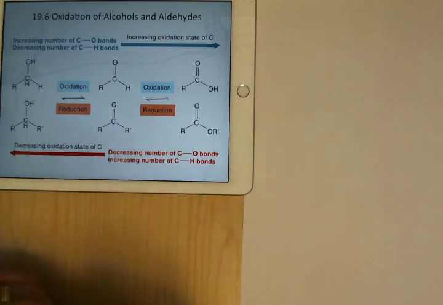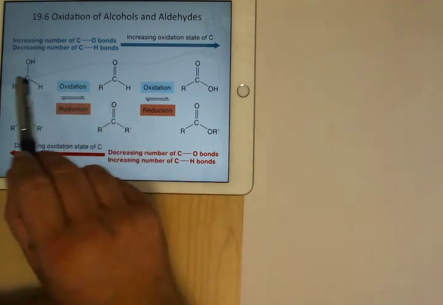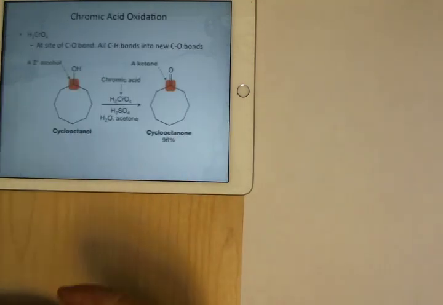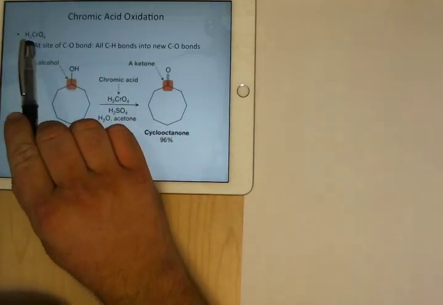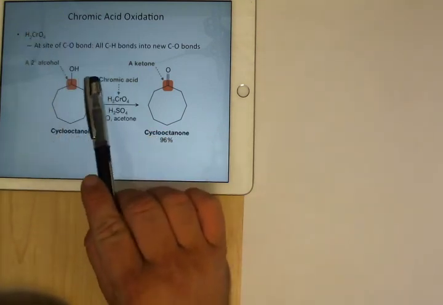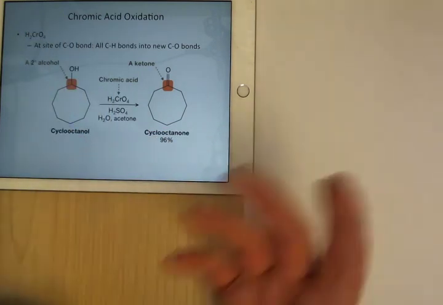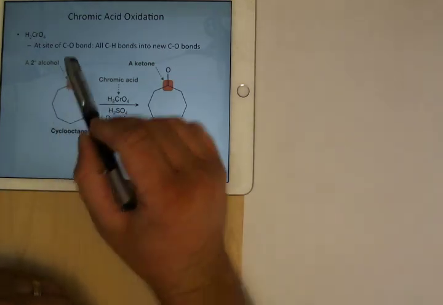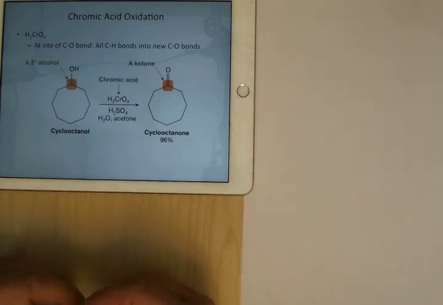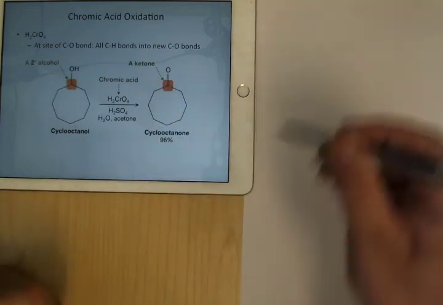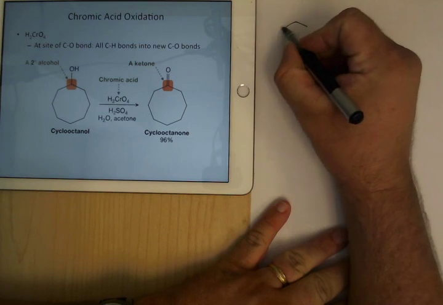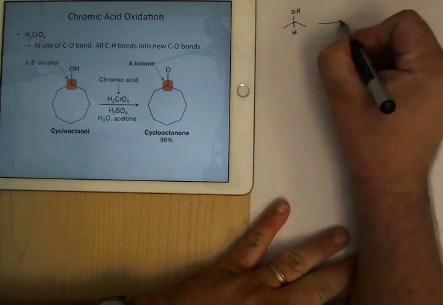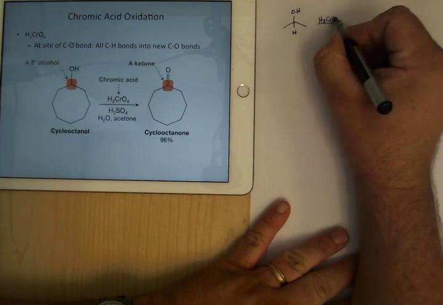Each time, if we're going to do a reduction, we're replacing a CO bond with a new CH bond. So, chromic acid, this is one. There's also potassium dichromate, which is another one. It's a high oxidation state chromium, so it converts a CH bond into a new CO bond. I'm just going to look at this top part, CH, and do the chromic acid.